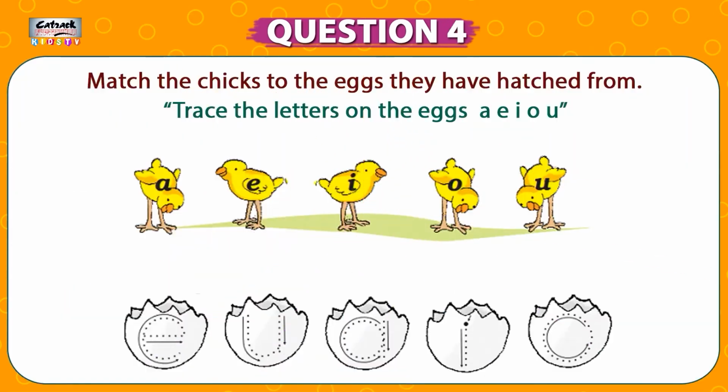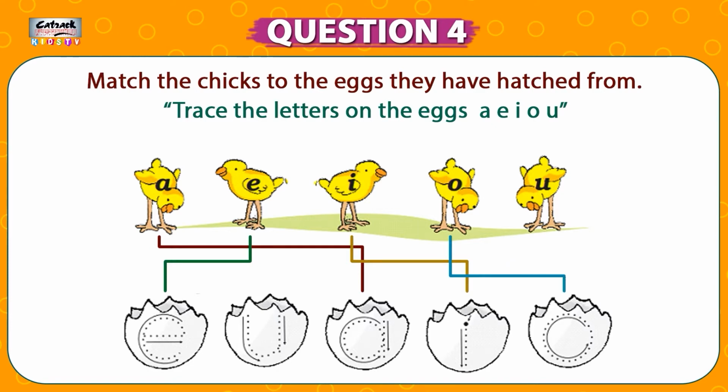Question 4. Match the chicks to the eggs they have hatched from. Trace the letters on the eggs: A, E, I, O, U.